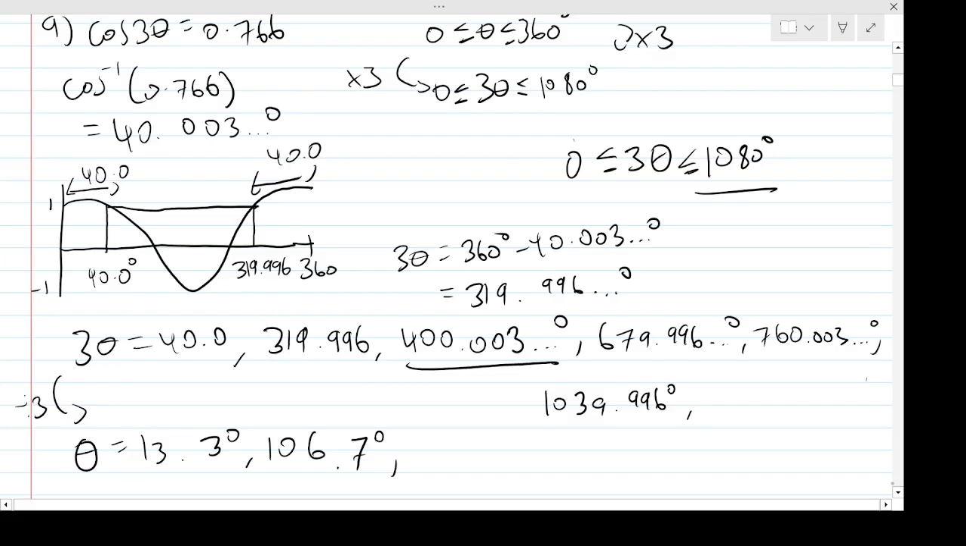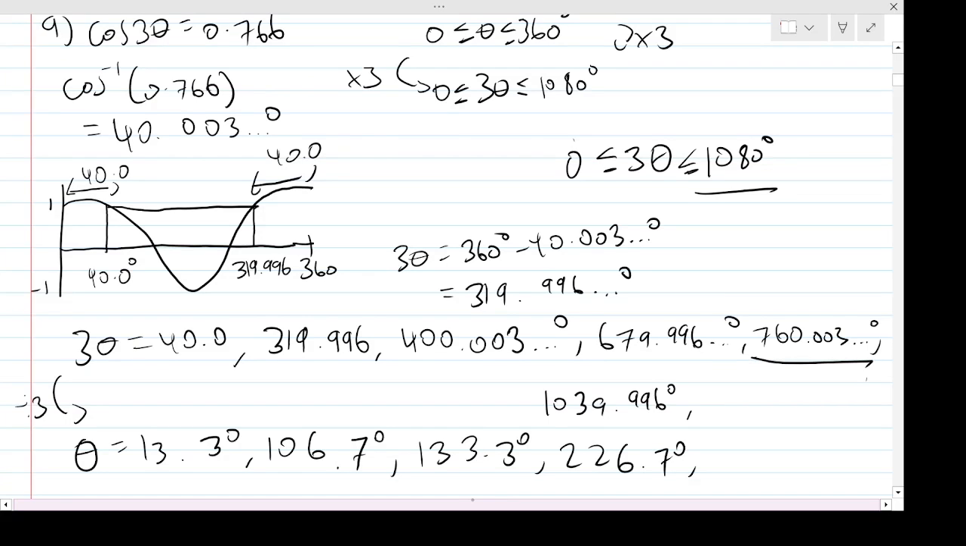Then the next number, this 400.003 divided by 3, 133.3 degrees. Then if we divide the next number here by 3, 679.996 divided by 3, I get 226.7 degrees. Then if I divide this then by 3, I get 253.3.